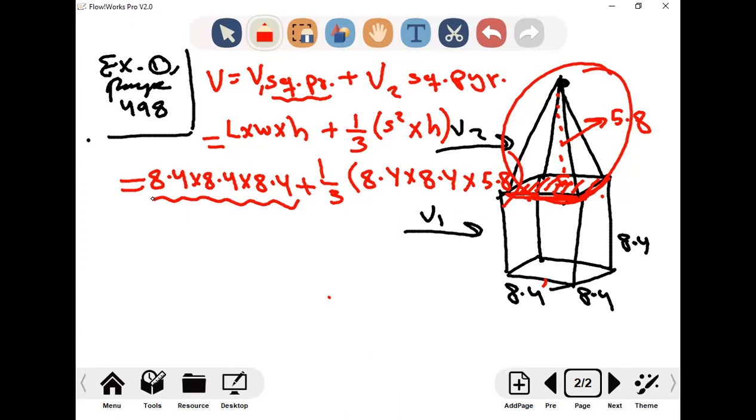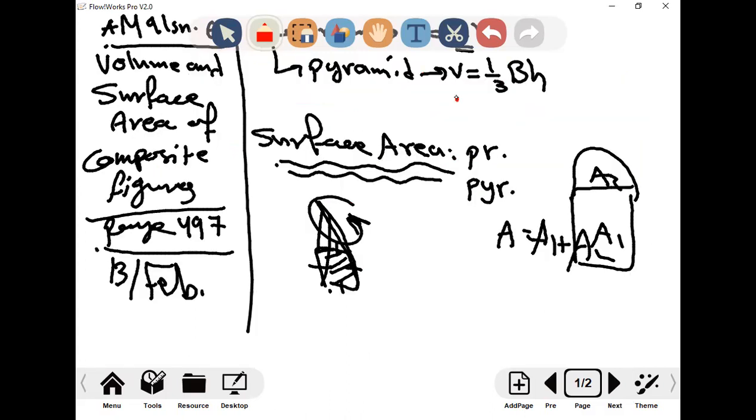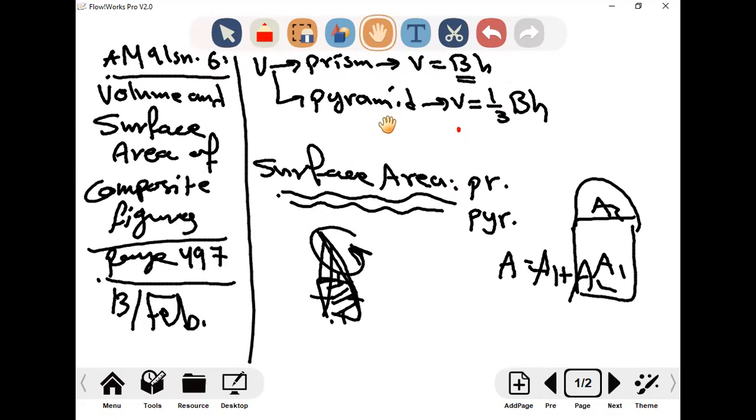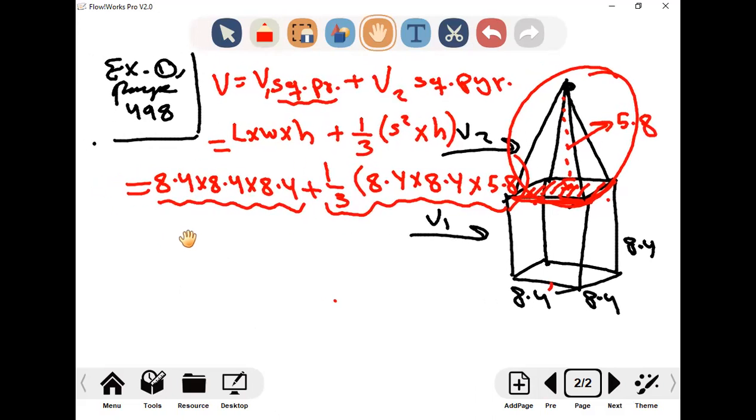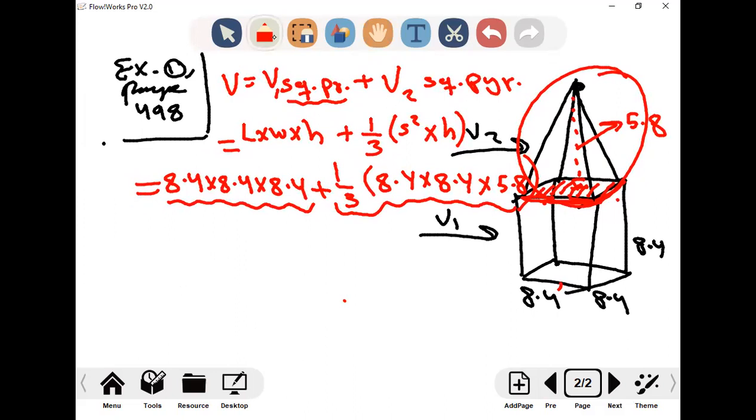Now this is the volume of the square prism down, length by width by height, right? And this is the volume of the upper pyramid, which is the square pyramid: the area of the base, multiply the height. I'm following the formulas, right? So here just apply the numbers, find your answer. I didn't ask you the answer.